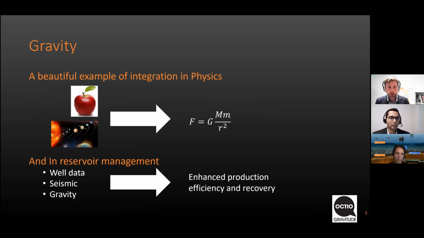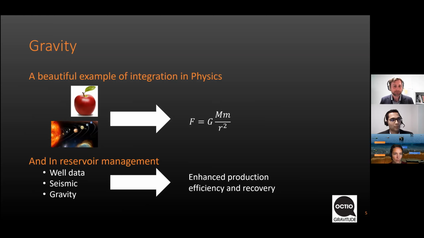So, gravity. As a geophysicist, it is quite amazing to think that one of the fundamental principles from school, namely Newton's law of gravity, can be used in reservoir monitoring. And at the end of the day, this is the fundamental understanding we need in order to take this to the reservoir management domain.